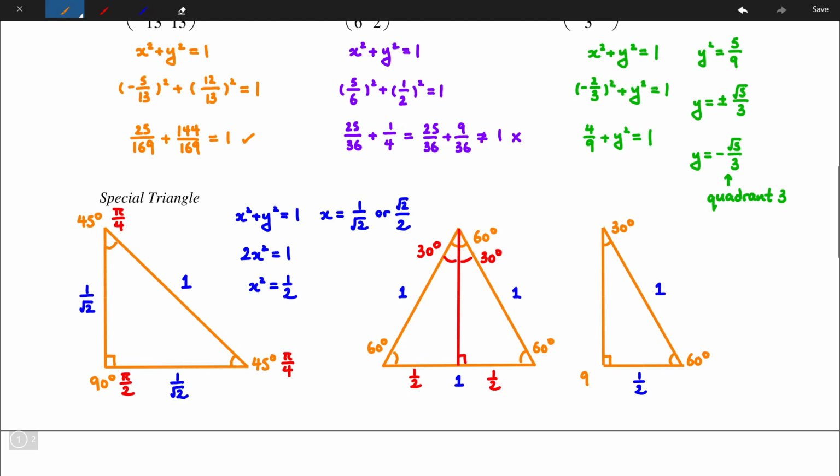Forgot to write 90 degrees here. While we add it, 30 degrees is pi over 6. 60 degrees is pi over 3. And 90 degrees, once again, is pi over 2.